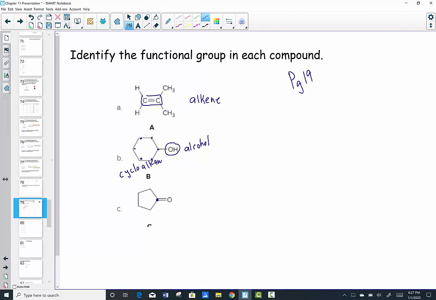Here I have a carbon double bonded to an oxygen. That carbon is bonded to two other carbons, so in terms of our functional group, this is known as a ketone. We also have a cycloalkane in letter C as well, in a 5-membered ring.